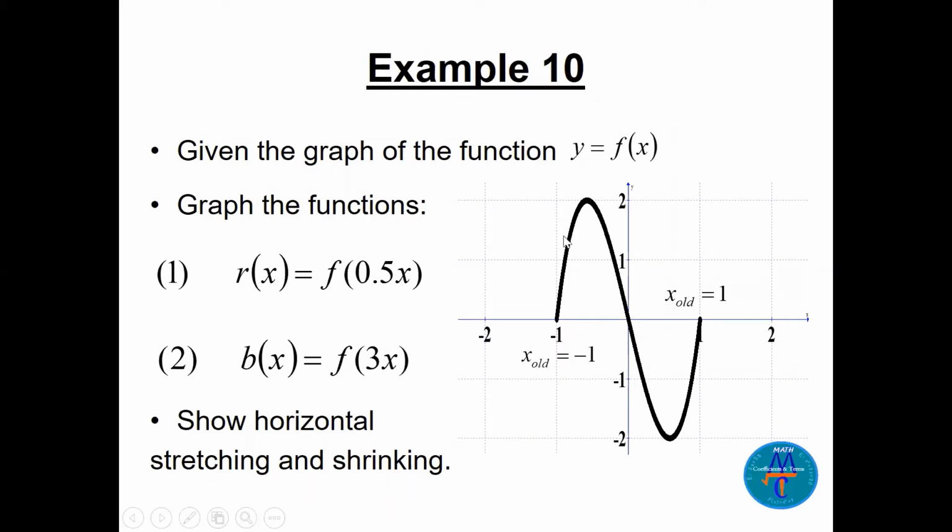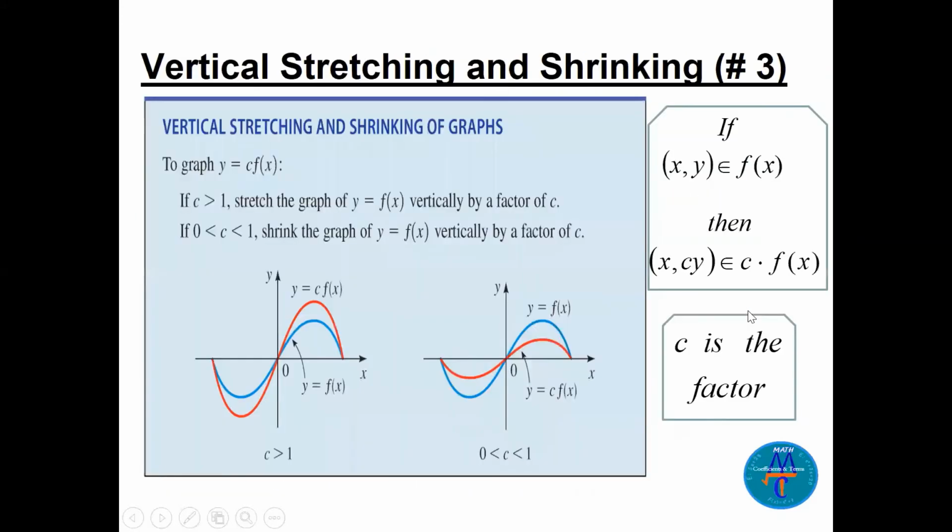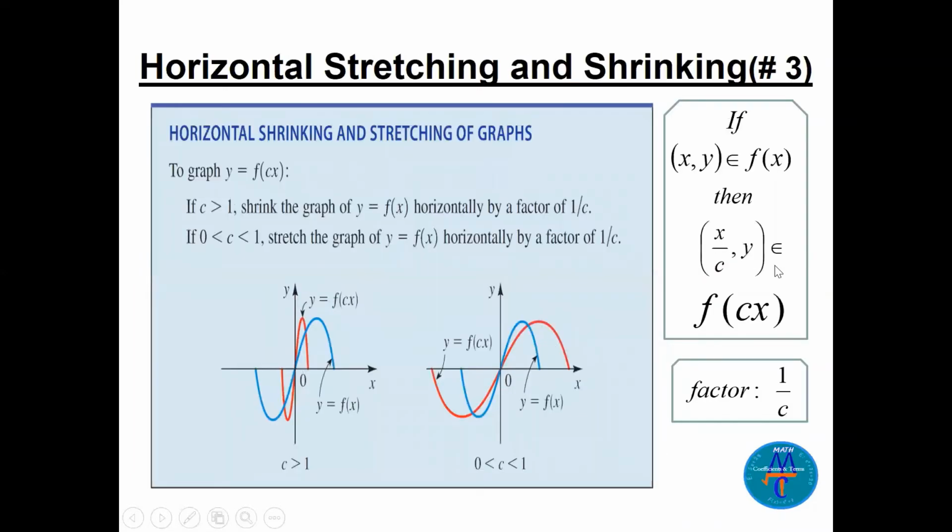Let's take this function here. This is a graph here, and this is the function f. Graph the functions small r of x, b of x: f of 0.5x, f of 3x. We need to graph these 2 functions. I will take the first one, r of x, f of 0.5x. Now what is c here? This is the c, 0.5 multiplied by the x. See here, cx. You see that, cx. And the other one in the formula is c times f of x. c outside, the other one is c inside.